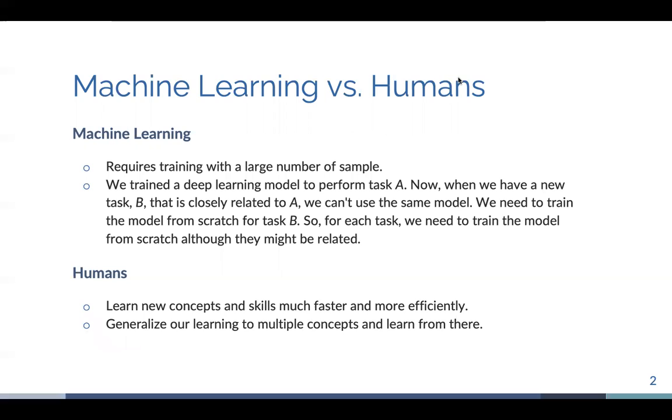But on the other hand, humans can learn new concepts and skills much faster and more efficiently. Humans can generalize learning to multiple concepts and learn from there.